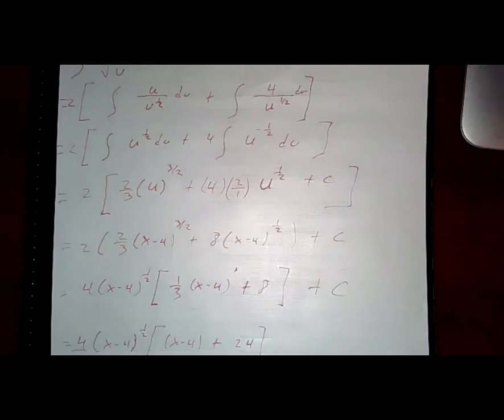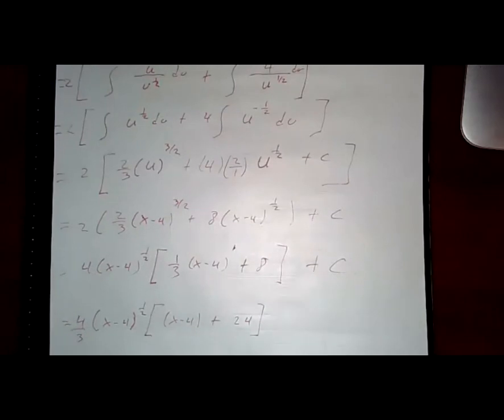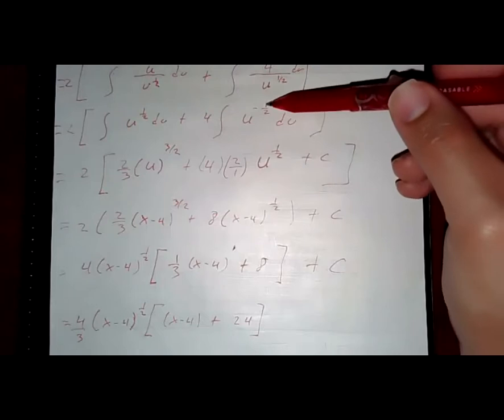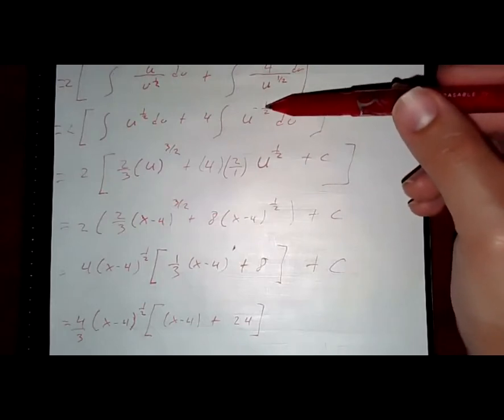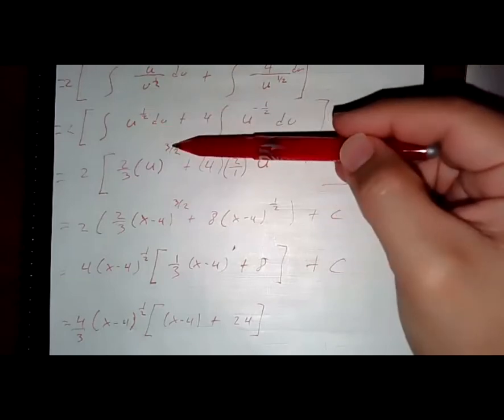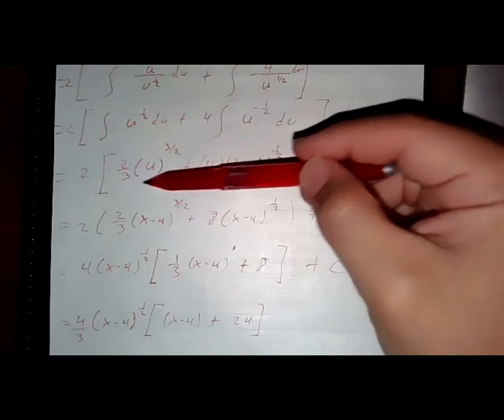Hold up. I feel like I missed something. If I integrate this guy, add 1 becomes 1/2. Divide by 1/2 is the same as 2. Add 1 gives you 3/2. Divided by 3/2 is 2/3.